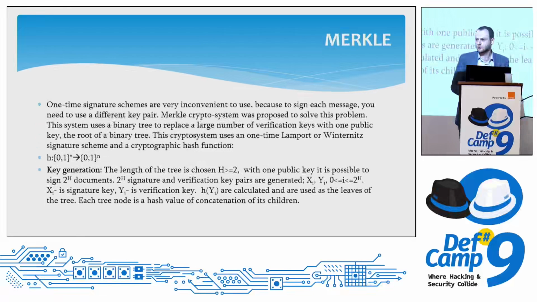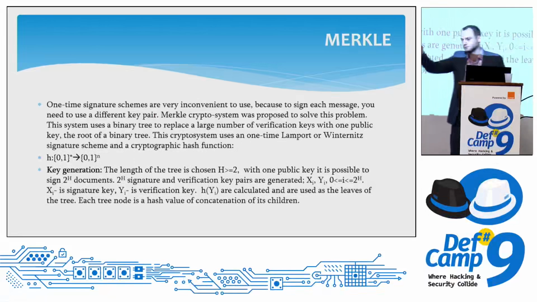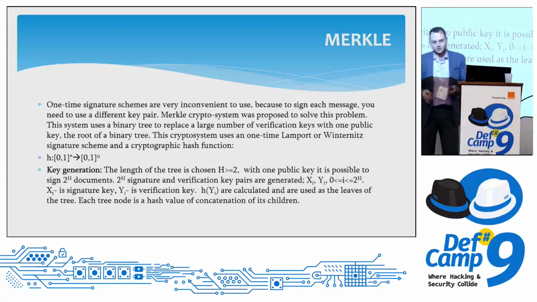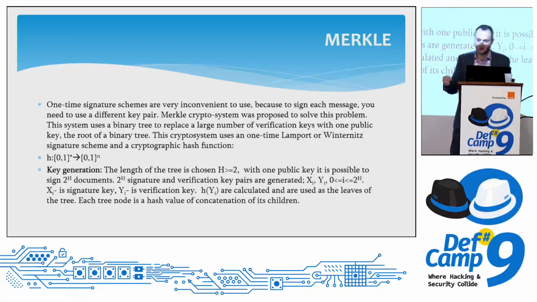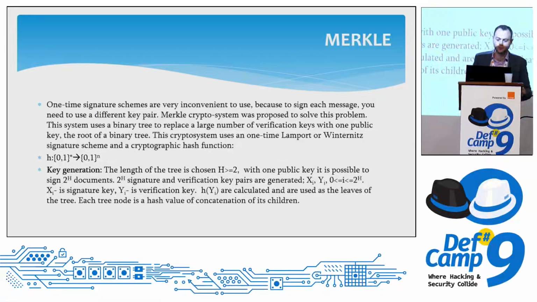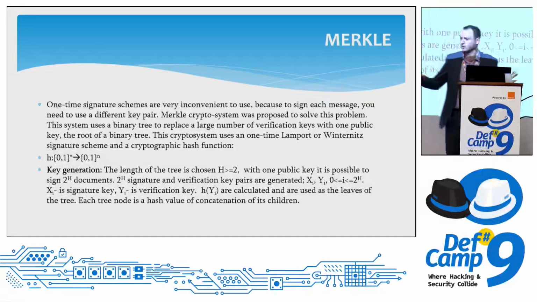Okay, so we talked about one-time signatures. Here we have a lot of verification keys, and as you know, in cryptography it's very problematic to send so many keys. So here is the Merkle crypto system that uses one public key, which is the root of the tree. I will show you how it works. Also, you will see the implementation. And of course, it uses a one-time signature, either Lamport or Winternitz.